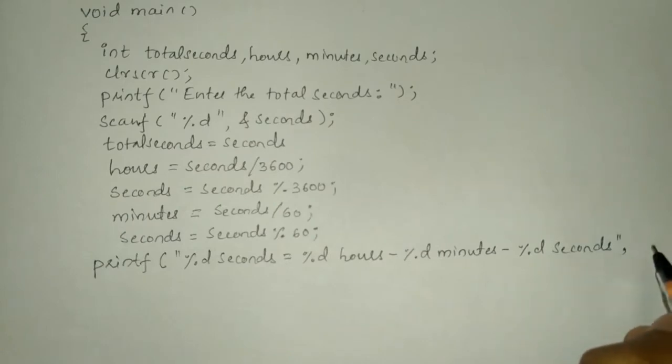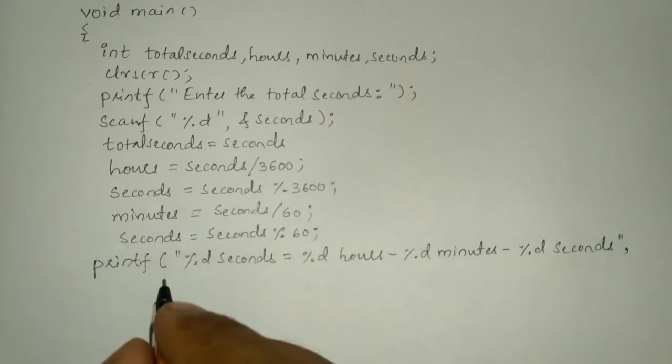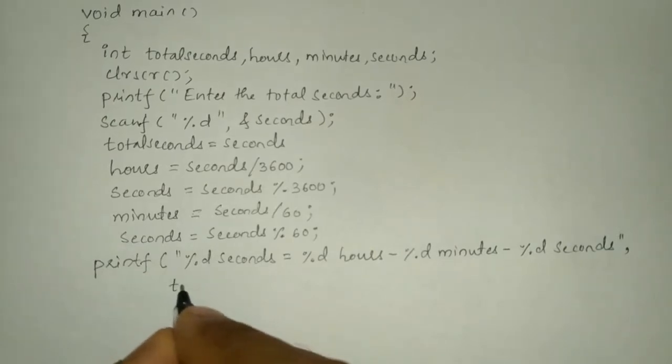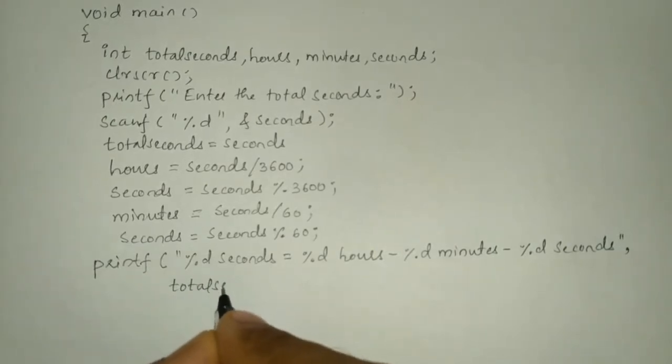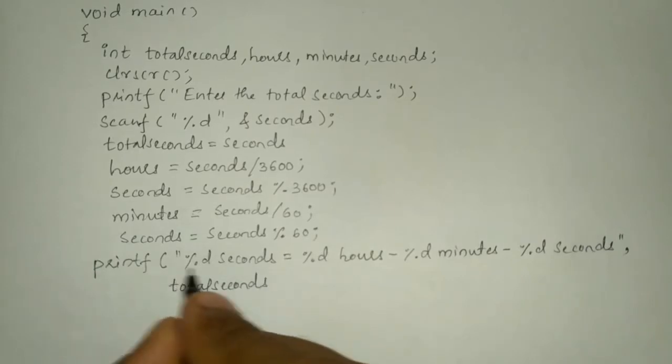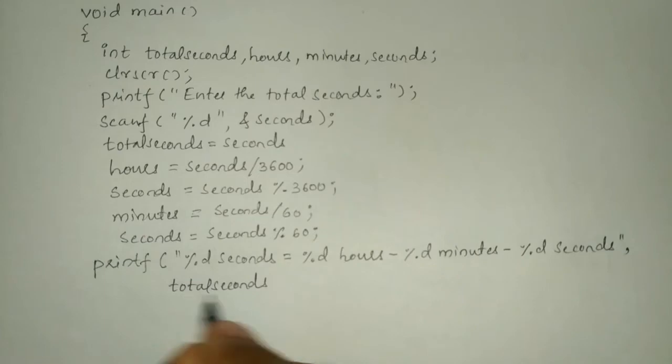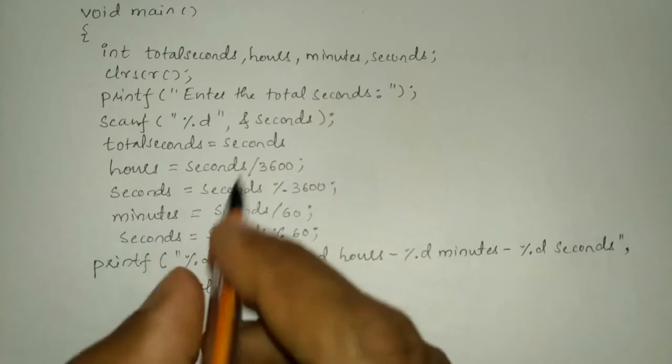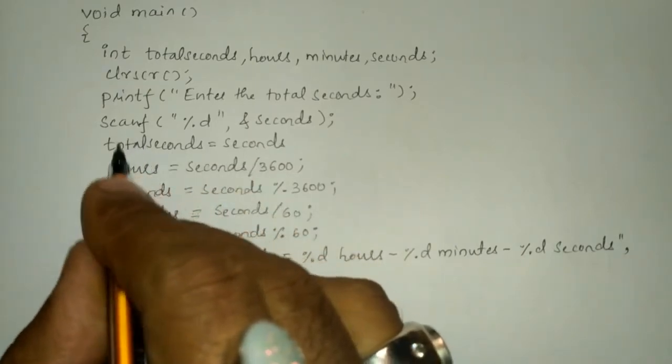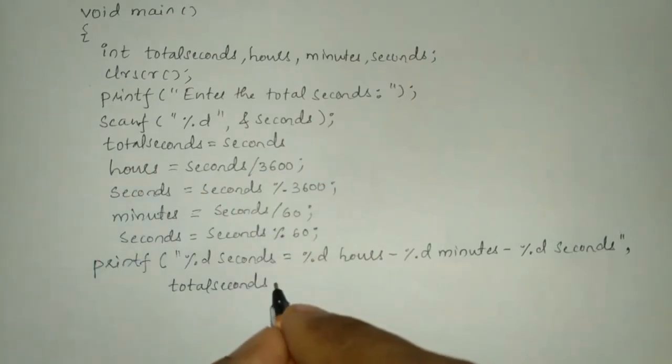I don't have space to write the variables over here, so I'm going to write them down. Here I'm going to write total seconds. So this %d will show the value stored in the variable called total seconds, which is initialized from this particular variable.